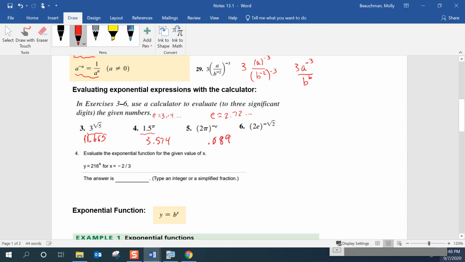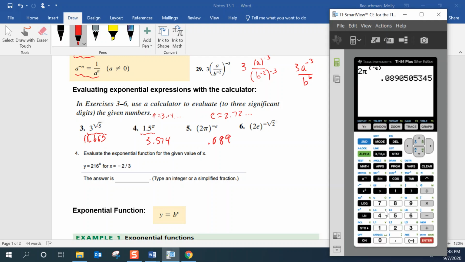And last, we have 2e to the power of negative square root of 2. So we have 2. Oh, and notice there's parentheses around there. There's parentheses here too. What did I forget? So up above, let me go back here. Backspace. This 2 pi is in parentheses. So let me show you what the difference is. There's 2 pi in parentheses to the power of negative e.